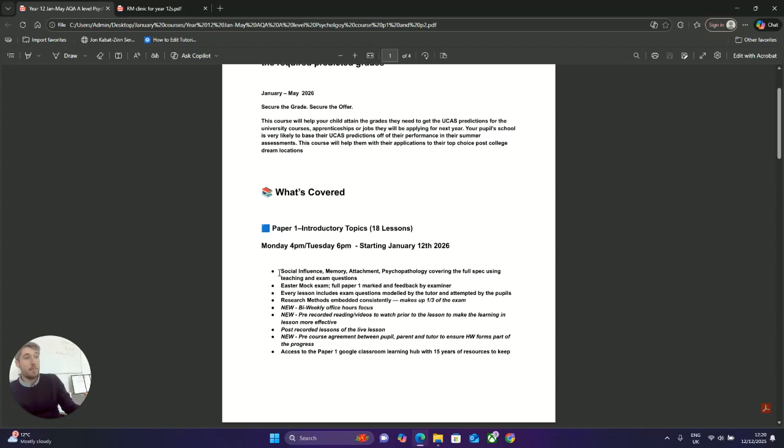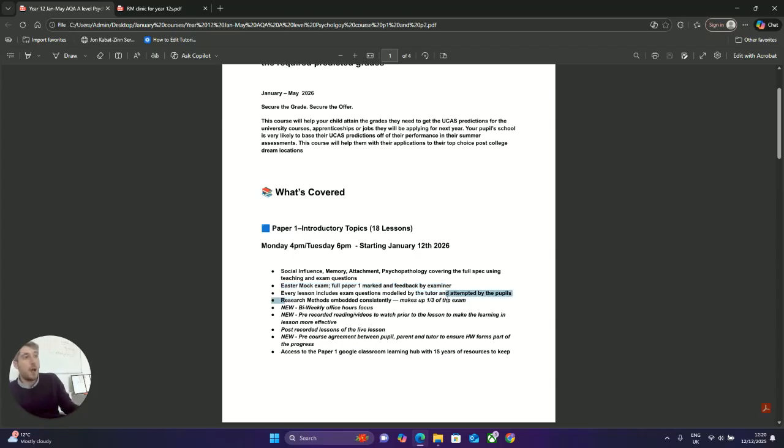Paper 1 is going to cover the Paper 1 unit: social influence, memory, attachment, psychopathology, which is now called, under Year 12, clinical mental health. And there will be an Easter mock exam for Paper 1 that will be marked by myself, and I'm an examiner for AQA, so you'll get good feedback on that.